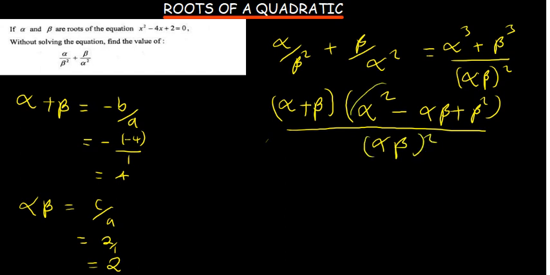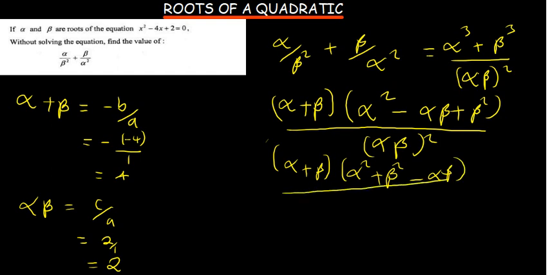Now again, we're going to pair this alpha squared and this beta squared together. So that is going to be again alpha plus beta. Then you have alpha squared plus beta squared minus alpha beta. And then in the denominator, we have alpha beta also squared. Again, for alpha squared plus beta squared, we know the identity that we're supposed to replace. So that will be alpha beta, alpha plus beta.